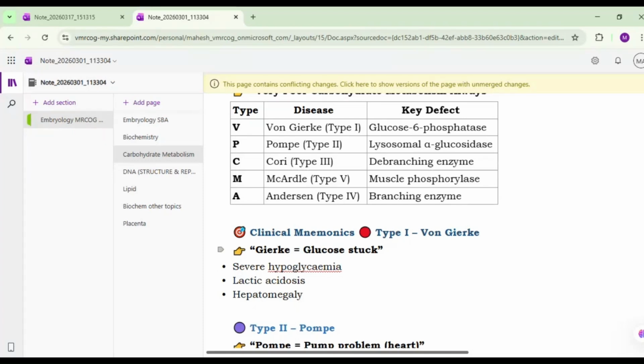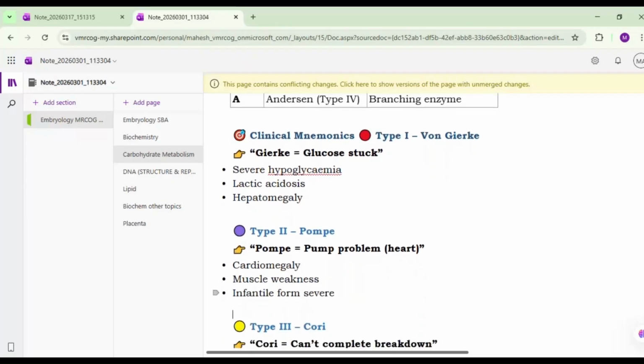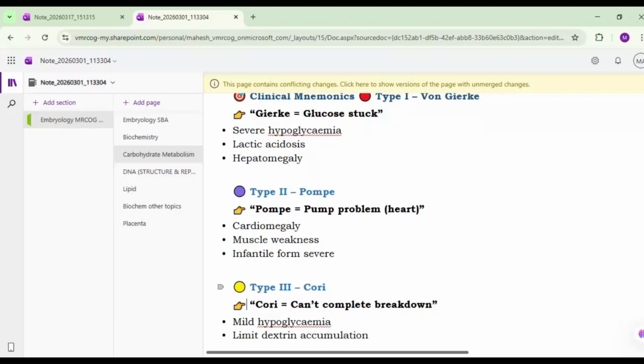Type 1, von Gierke's disease, Gierke: glucose stuck. Glucose is stuck, that is why you get severe hypoglycemia leading to lactic acidosis, and you get hepatomegaly. Then type 2 is Pompe's disease. There is a pump problem, the heart. So you get cardiomegaly and muscle weakness. The infantile form is severe.